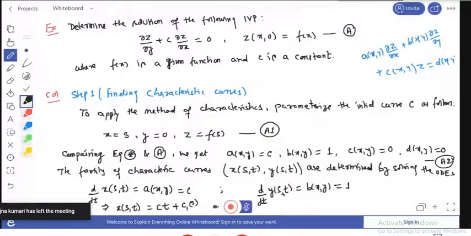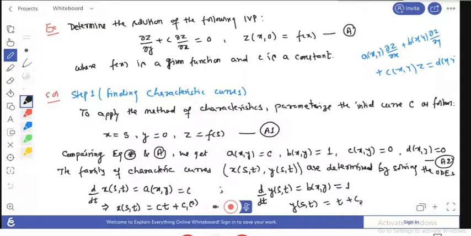Similarly, if we integrate this term, you can find the value of y of s, t. If you integrate that term, it is simply t plus a constant, and that constant is a function of the other variable, s. So this is your general solution of this term and this term. This is your first step: you have to find the characteristic curves, x of s, t and y of s, t.